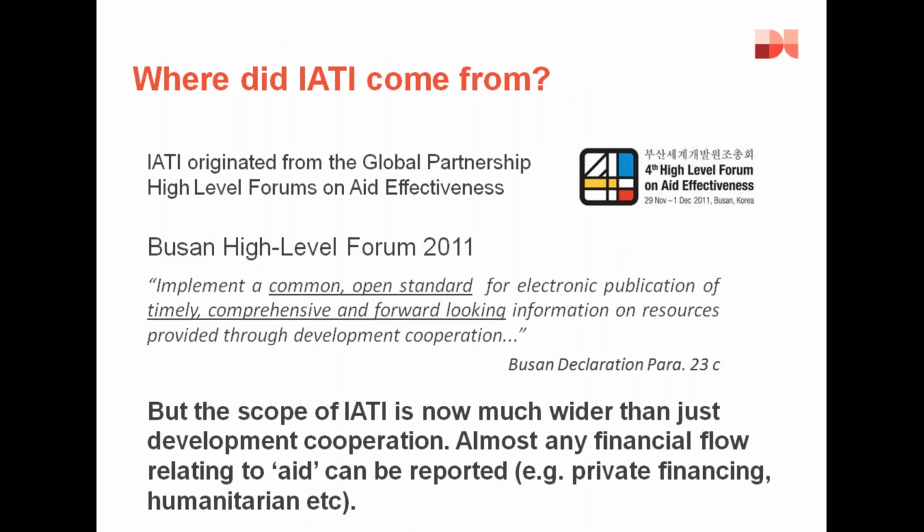In terms of where it came from, it was originally conceived and came out of the Global Partnership High-Level Forums for Aid Effectiveness. So for those of you that aren't sure what the Global Partnership is, it's a quite senior, high-level forum that essentially brings together donor governments, bilateral and multilateral organisations, civil society, representatives from parliaments, and the private sector. So all stakeholders who were and still are essentially interested in improving their development cooperation.